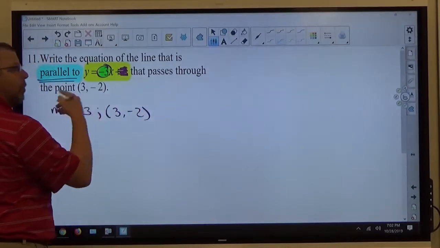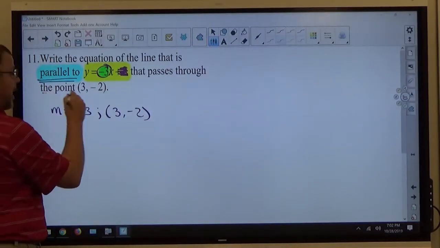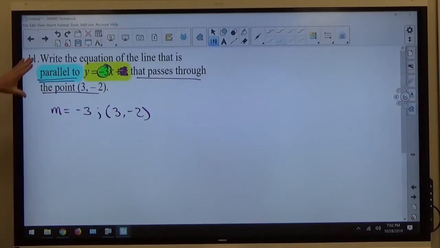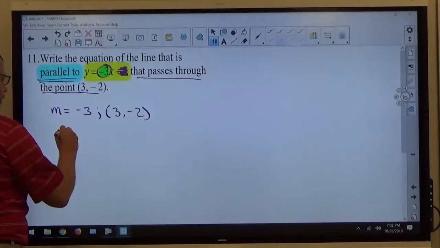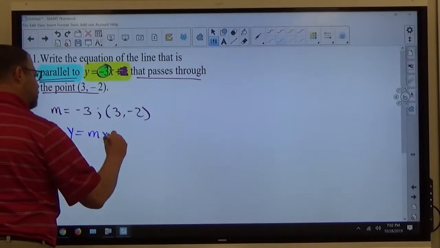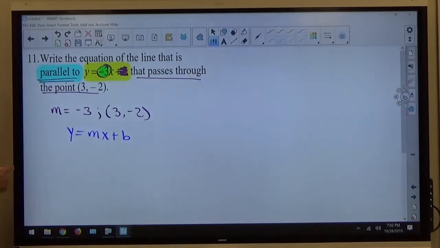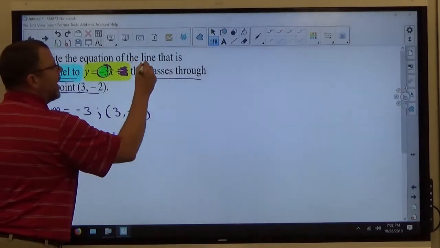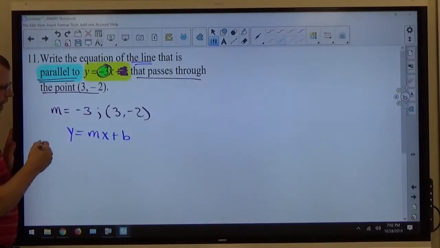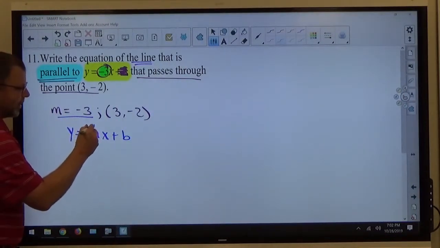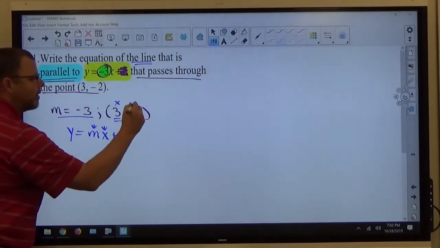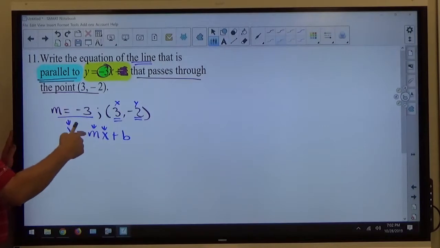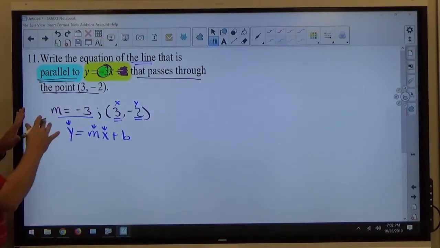The other thing I need to know is the point that the line I care about passes through, and it says it passes through the point 3, negative 2. So that's the information I want to get from the problem in order to work this out. Once I have that information down there, I know that y equals mx plus b is the structure that I'm looking for to create a linear equation. Anytime I just write the equation of the line, that's what a line equation looks like. Well, m is negative 3, that's this thing. x is 3, that's this thing. And y is negative 2, and that's this thing. So those three values have specific numerical values that we can replace.